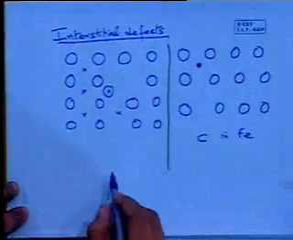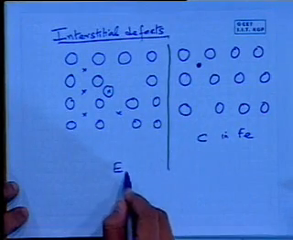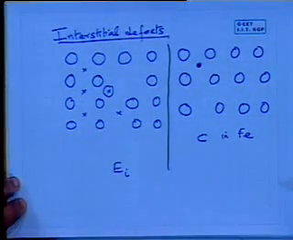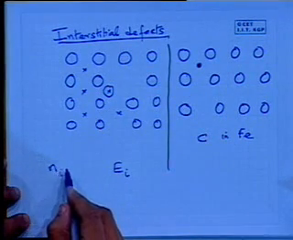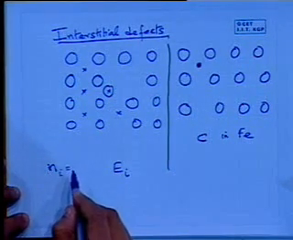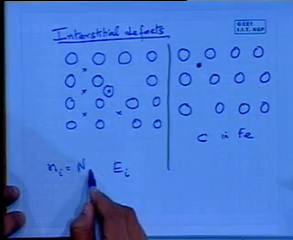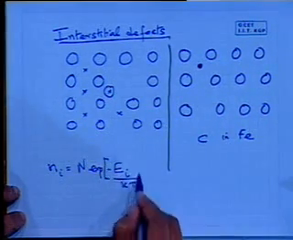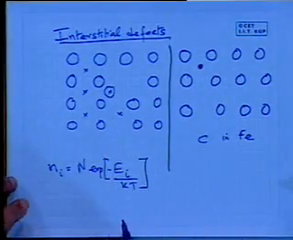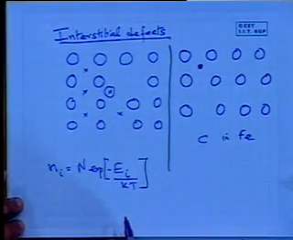And similarly with interstitials, we can associate an energy of formation EI and use a similar equation as before. The concentration of interstitials is related by a similar term, except now my energy of formation is EI, which is different from that for a vacancy. A similar equation.